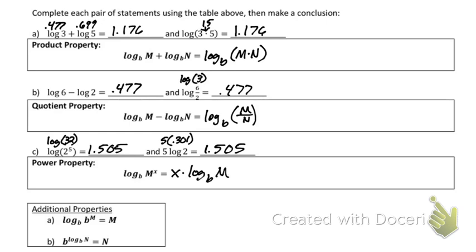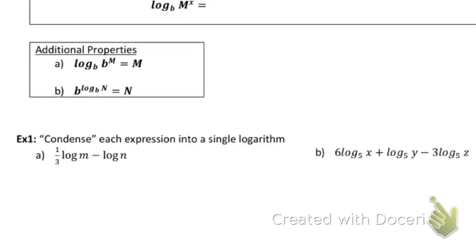And we're going to have to know how to go both directions because we're going to do something called expanding and condensing. So we'll break stuff all the way apart and then we'll put it all back together into as small of an expression as we can make it. Those additional properties, we already talked about those. That's nothing new. Let's go ahead and do an example of each.